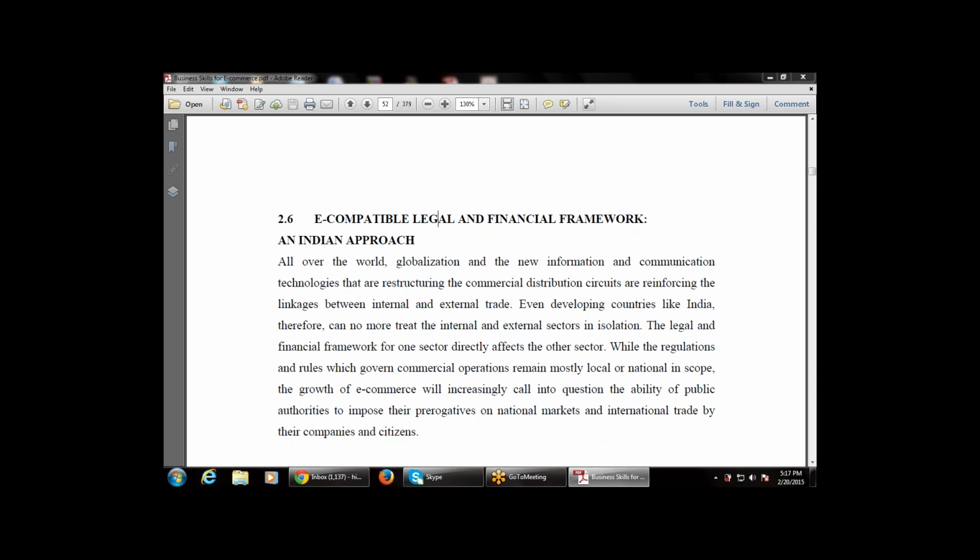The legal and financial framework for one sector directly affects the other sector. That is, if any rules and regulations are followed in one sector, they must be applied to the other sector. So the rules, regulations and standards used with one application must be applied to another application.